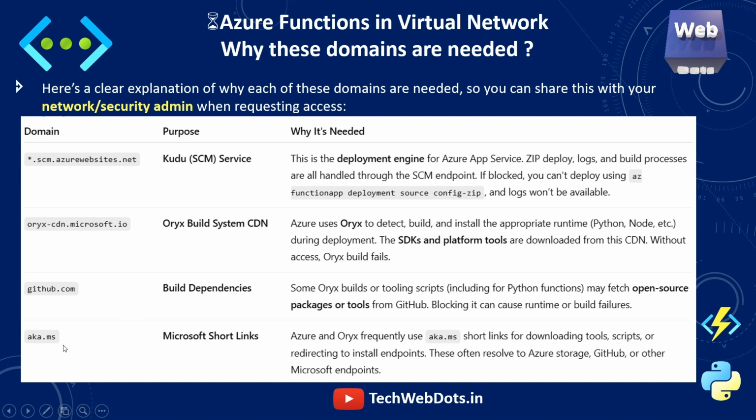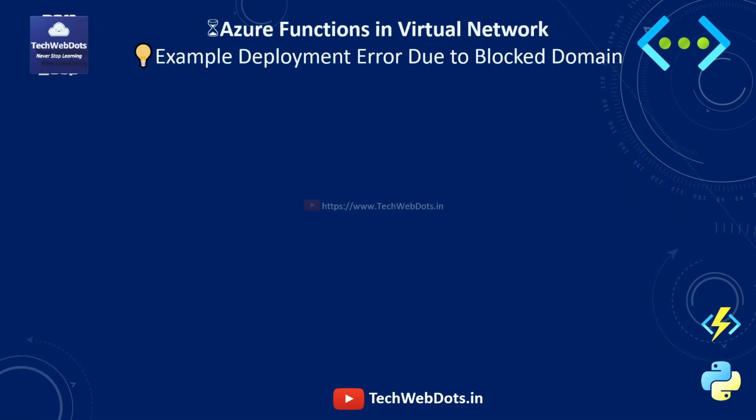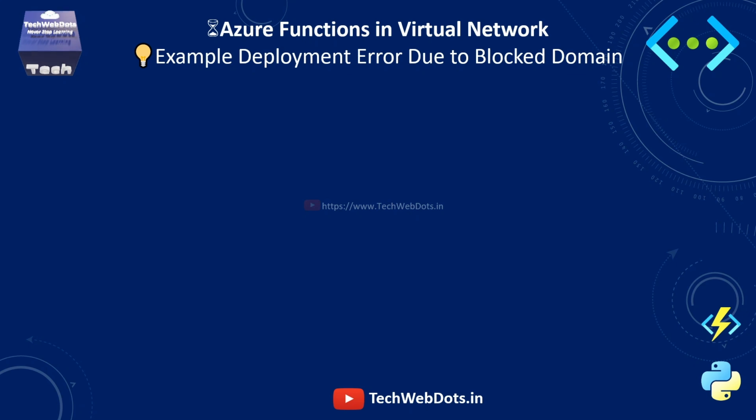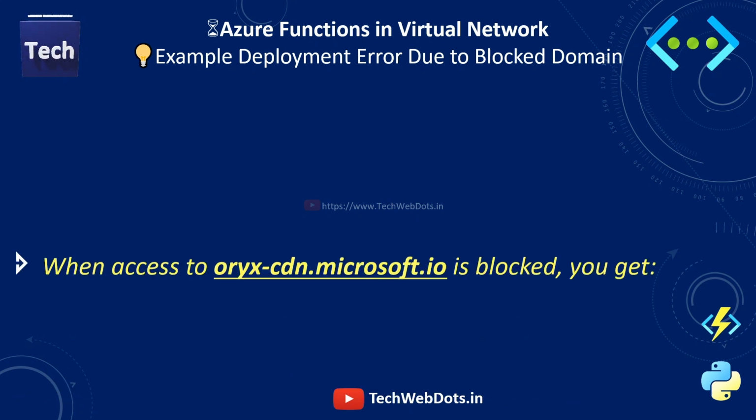And the last one, aka.ms. This is actually Microsoft short links. Azure and Oryx frequently use aka.ms short links for downloading tools, scripts, and redirecting to install endpoints. These often resolve to Azure Storage, GitHub, and other Microsoft endpoints. So now we know which domains we have to allow, and what the meaning of each one of them is.